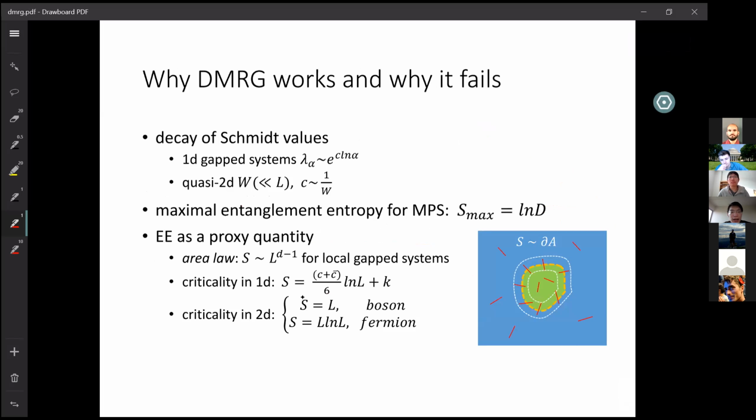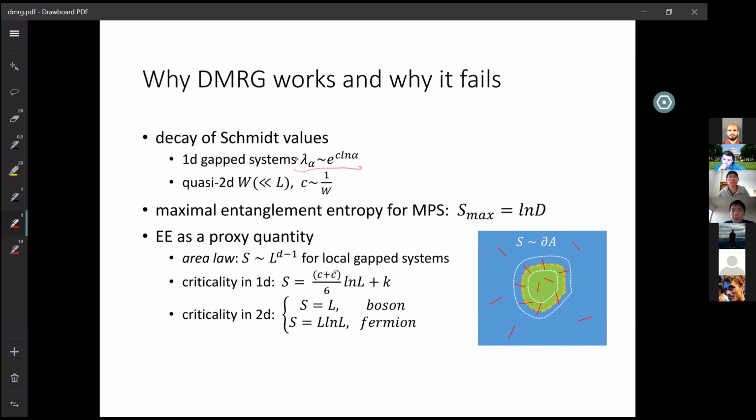Okay, so all right. In the end, I will comment on why the DMRG works and why it fails. People have done a lot of work to understand why it works. They look at the decay of Schmidt values. They find for 1D gapped systems, it's a power law decay.